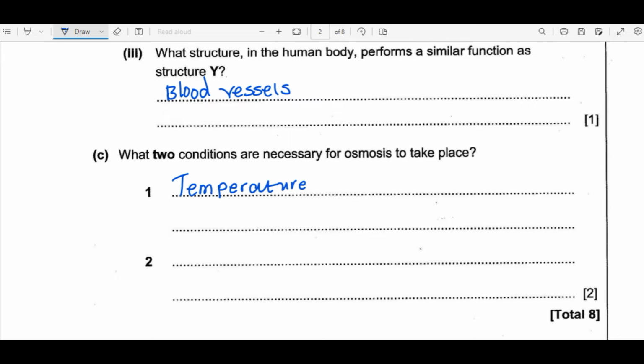Even if we are told to, let's give as many as we can. Also osmotic pressure, which we can just say pressure. Then surface area. Surface area is how thick the membrane is, through which these water molecules are passing. So surface area.